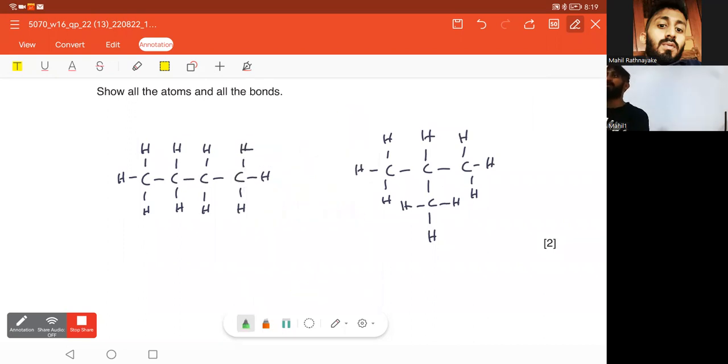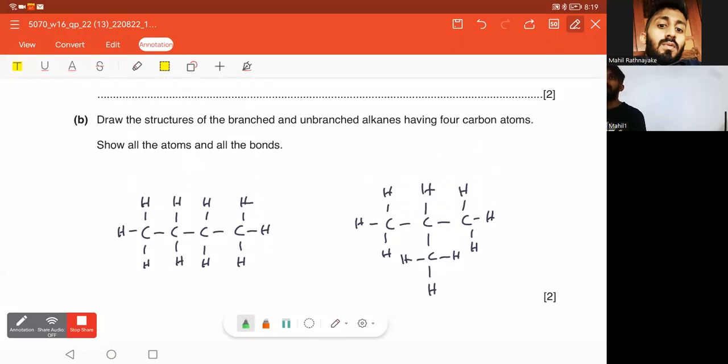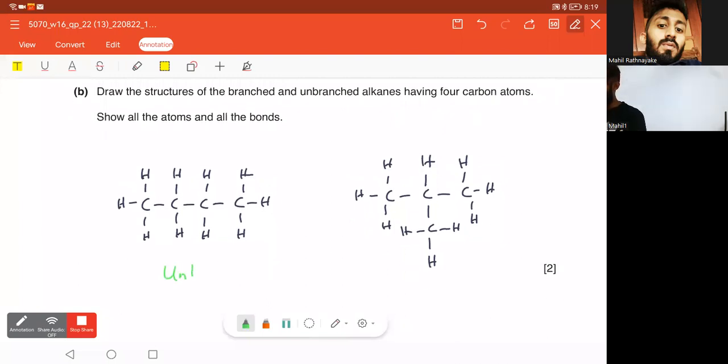Next one. Why didn't you do that question? We did the alkene. Okay. Now can you understand what's a branch and unbranch? This is unbranched, right? This is branched. Next one.